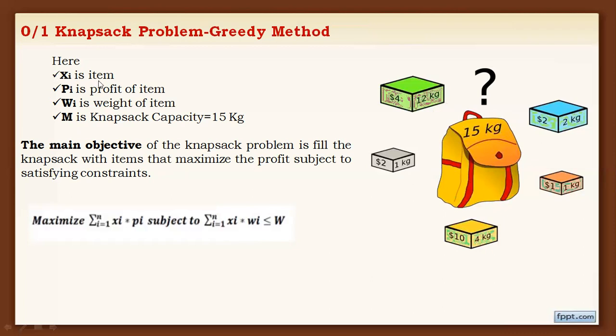Here x of i is considered the item selected. x of 1 is one item, x of 2 another item, x of 3, x of 4, x of 5. And profits are the profit of the first item P1, profit of the second item P2, profit of the third item, like this. And weights are W1, W2, W3, W4. And M is the knapsack capacity, that is 15 kgs.